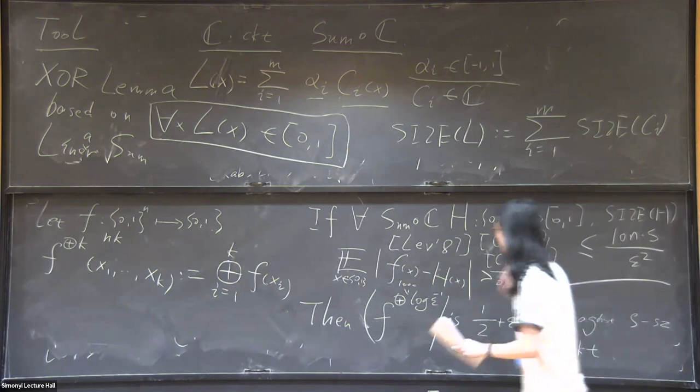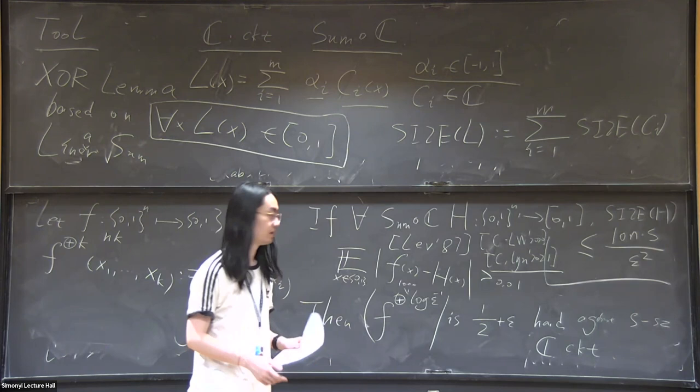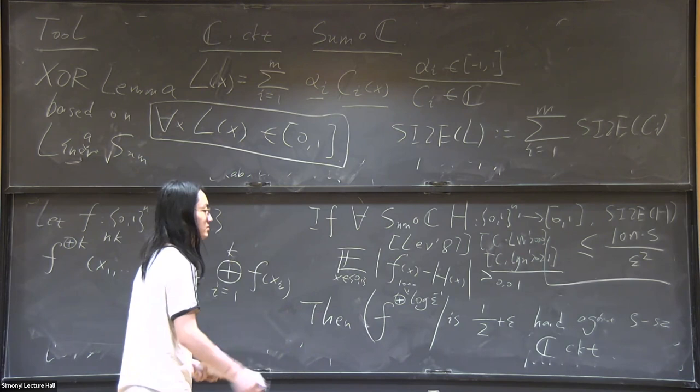I have a preliminary question. Where do you take the mild hardness from? Because in the assumption, you only had worst case hardness, not mild hardness. Good question, and that's what I'm going to do.